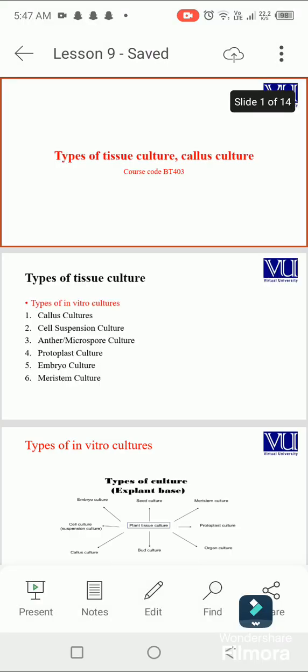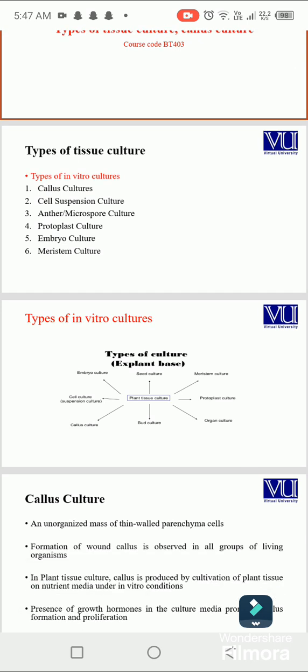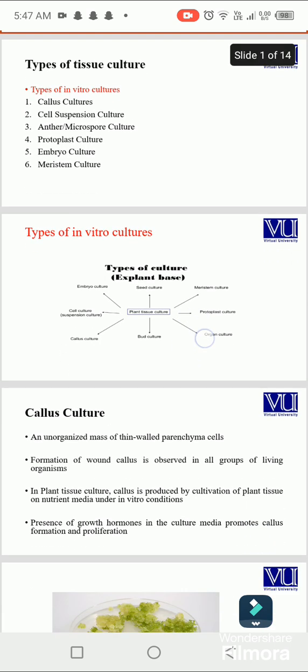Types of tissue culture. Types of in vitro cultures: callus cultures, cell suspension cultures, anther or microspore culture, protoplast culture, embryo culture, meristem culture. Types of in vitro culture: plant tissue culture, seed culture, bud culture, meristem culture, protoplast culture, organ culture, embryo culture, cell culture, suspension culture, callus culture.